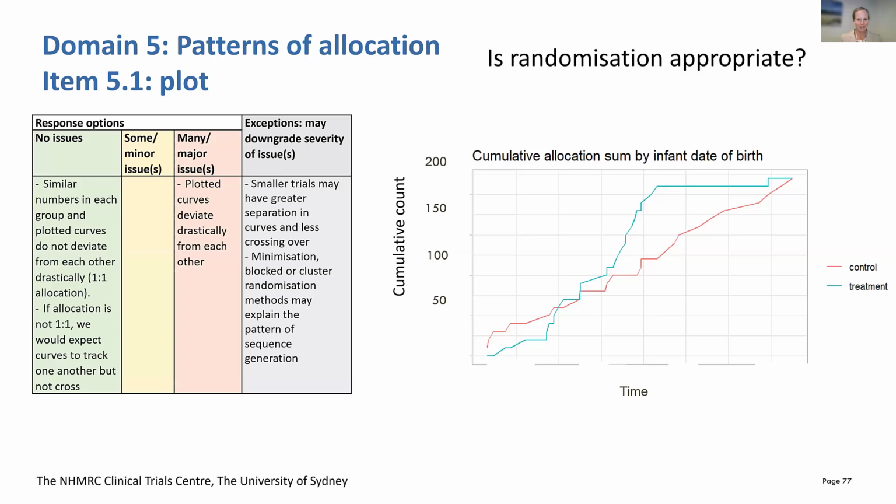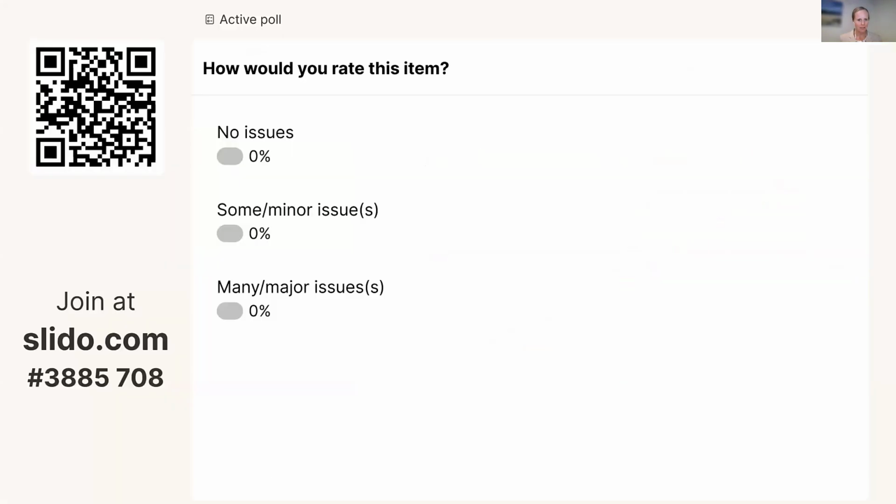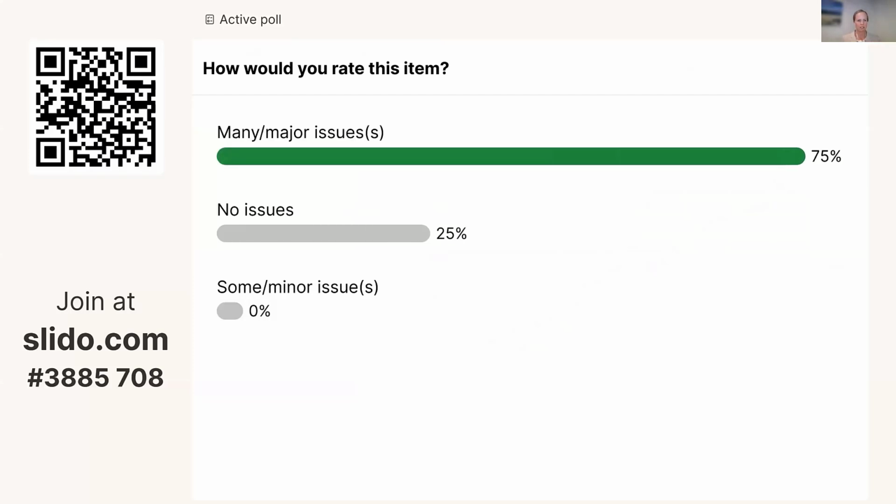Hopefully, I know we're kind of rushing things along and you probably want a bit more time, but if you've had enough of a chance, it'd be good to rate this item here. Major issues. Wow, quite a split, isn't it? Yeah.